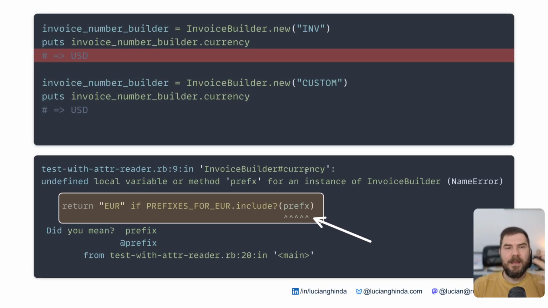So if I look at these two cases, for me it's easier to spot the typing mistake in the second case with the private attr_reader than in the first case using the instance variable.